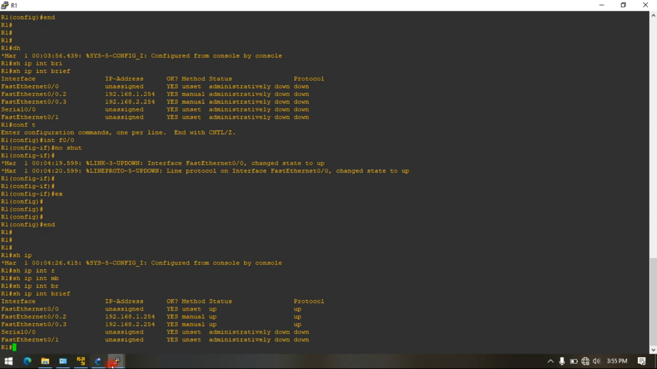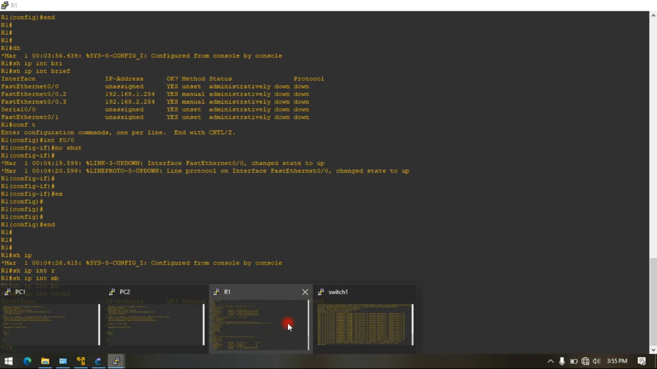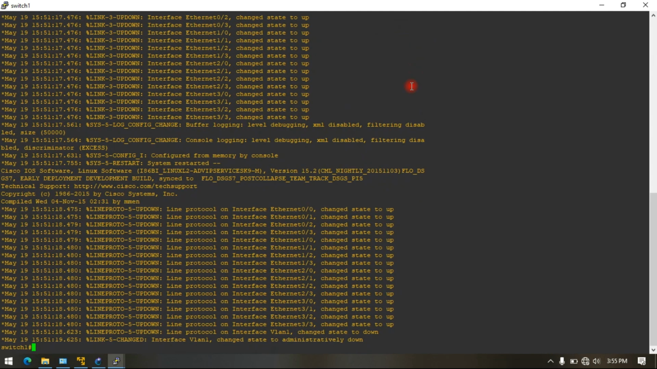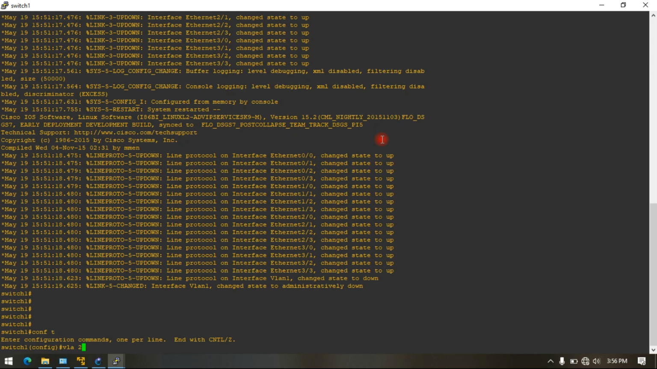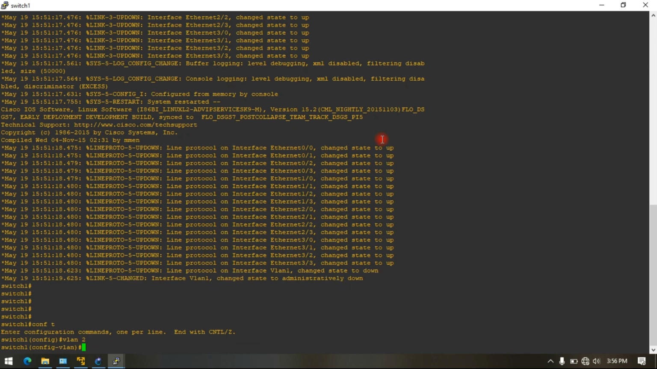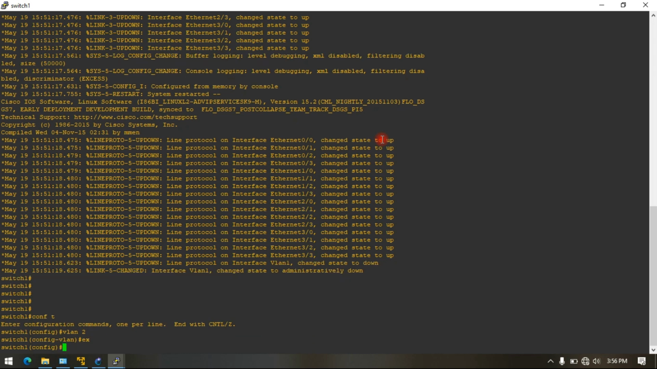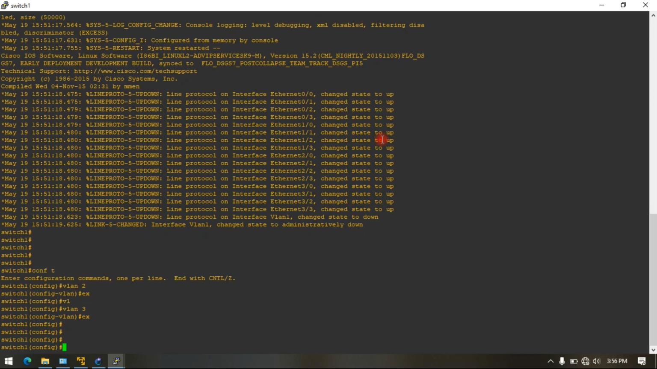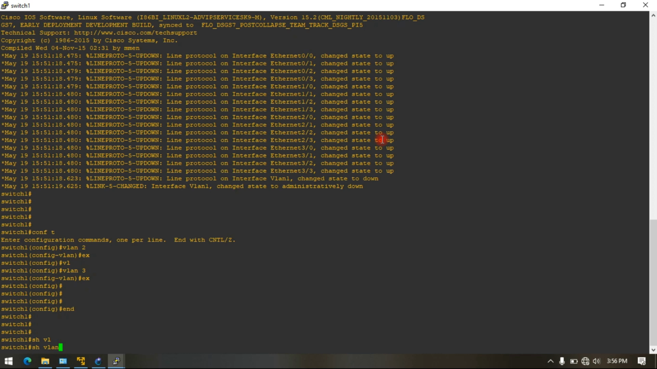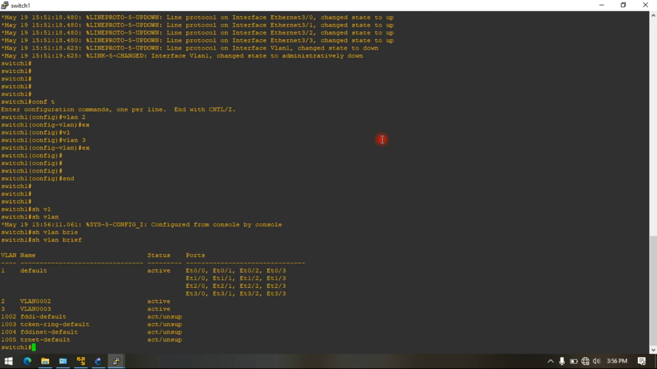So I'll go to switch 2, and then I'll configure our VLANs over there. So config t, VLAN 2, exit, VLAN 3, exit, and show VLAN brief. And currently we have 2 VLANs active, which haven't been assigned to any port.